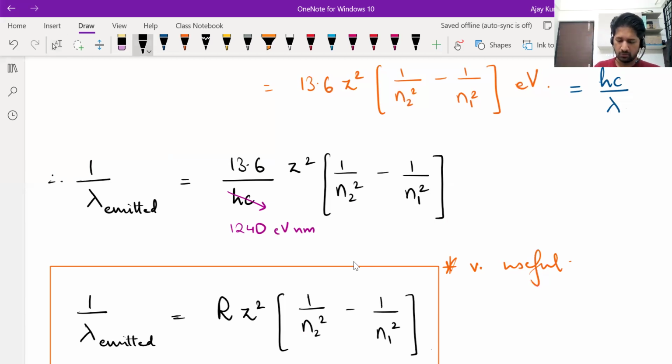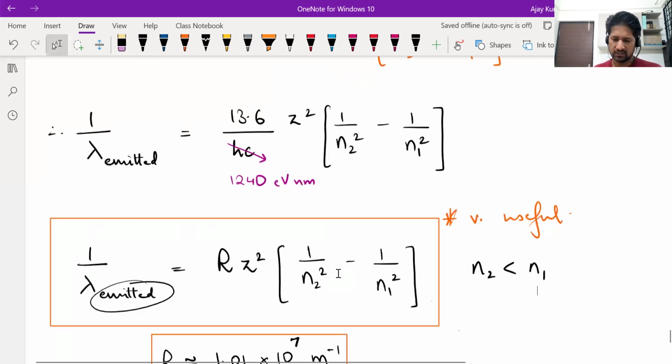Okay, so to emit radiation, the final orbit number should be less than the initial orbit number. You can use the same formula with a minus sign to find out the wavelength absorbed by an electron. Basically, when it goes from a lower orbit to a higher orbit, it has to absorb energy. So you can find out what is the wavelength absorbed.